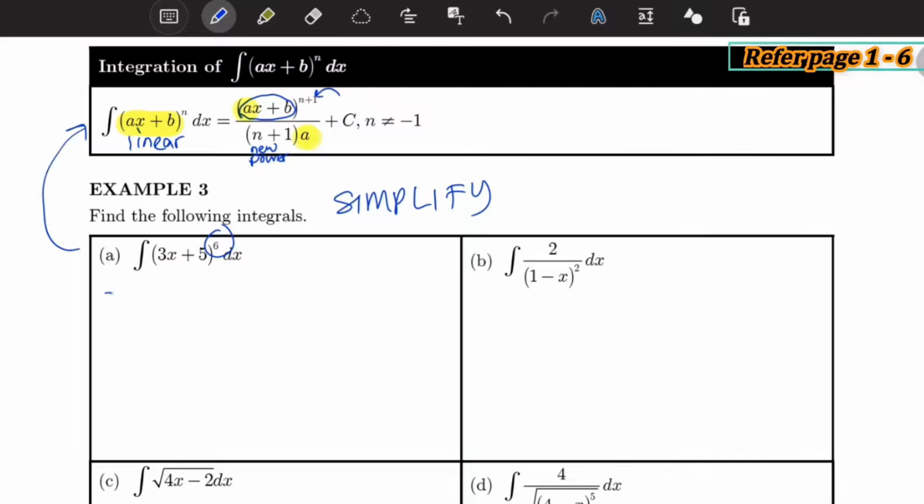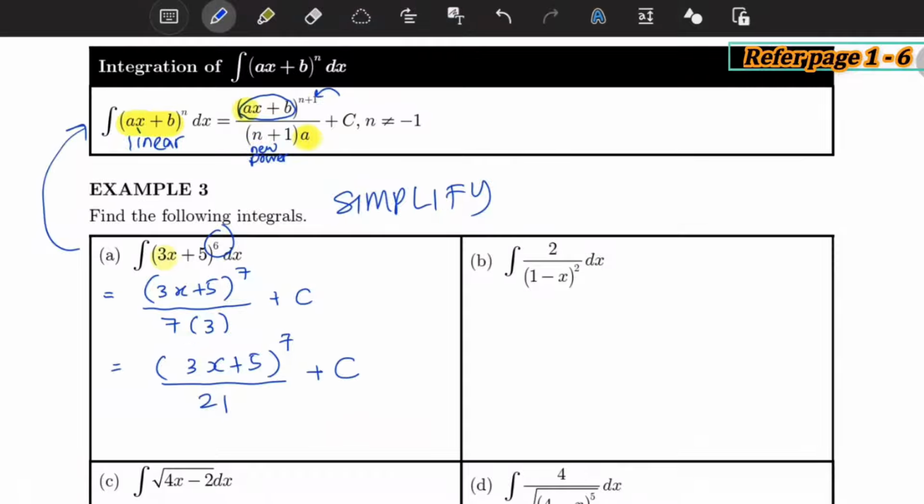Okay, so we write equal to 3x plus 5. We copy the bracket. Increase the power by 1, so power of 7. Divide by new power, which is 7. And don't forget to differentiate the linear function, and we will get 3. Okay, 7 times 3 and plus c. So the final answer is (3x plus 5) power of 7 over 21 plus c.